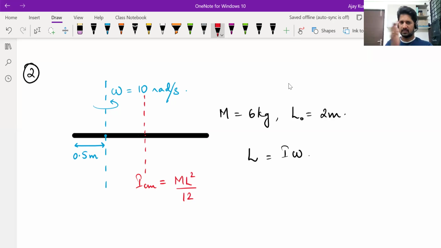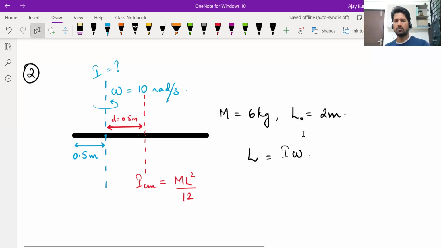Fine. And the other axis is parallel to this one. So we can use parallel axis theorem. But to use parallel axis theorem, we also need the distance between the two axes. Rishi, how much will this be? 0.5 meters, sir. Okay. So D is 0.5 meters. You know ICM, you know D, and you need to calculate I.